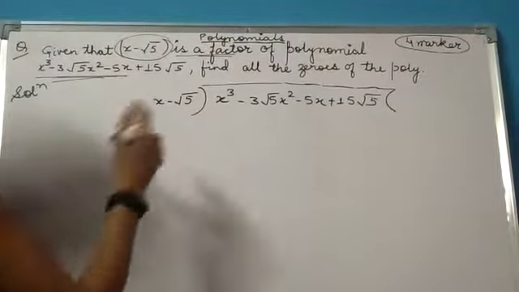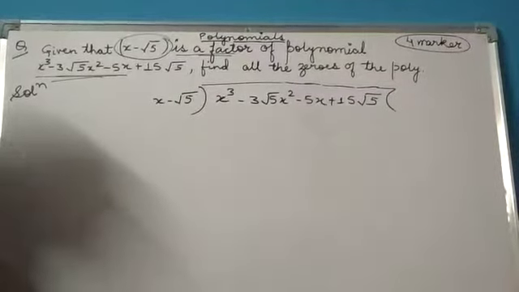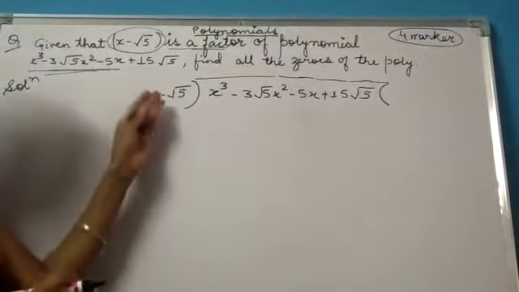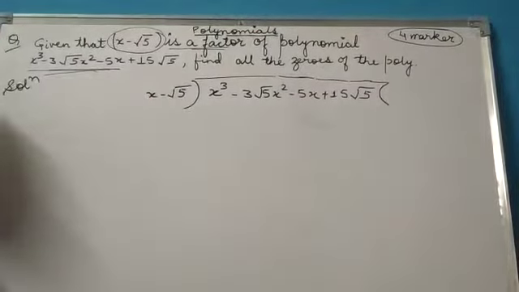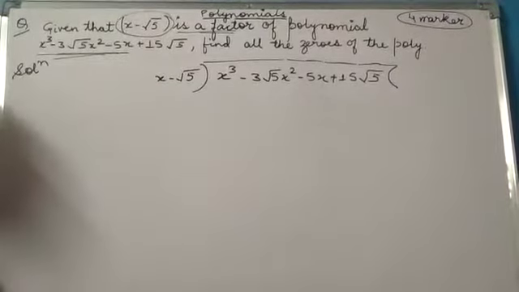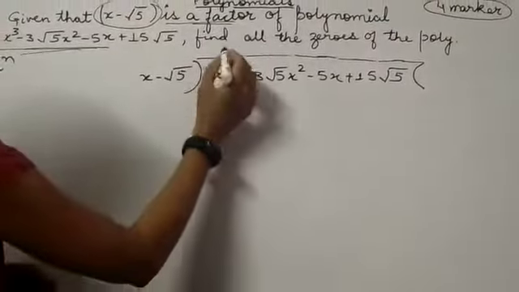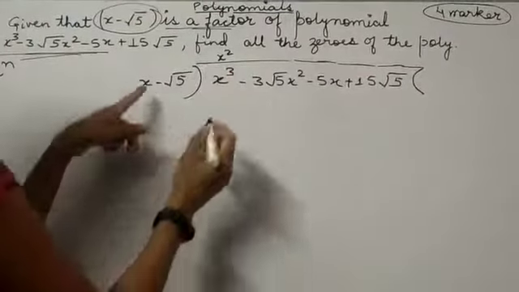That means the remainder will come out to be 0. So let's divide this polynomial by this factor, x minus root 5. Children, don't panic when you see a root value in the question. It's a simple division. Let's start with the division. It is x cube, so here it is too short, so I'll be writing x square over here.